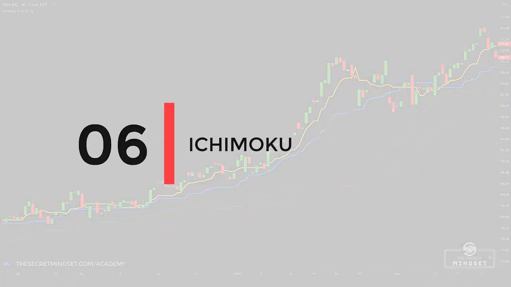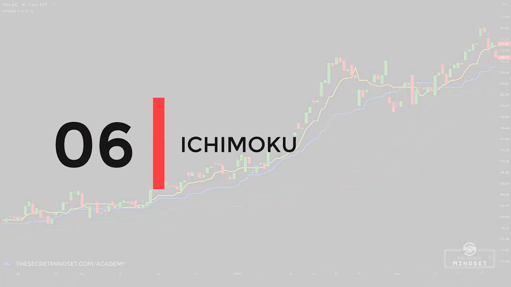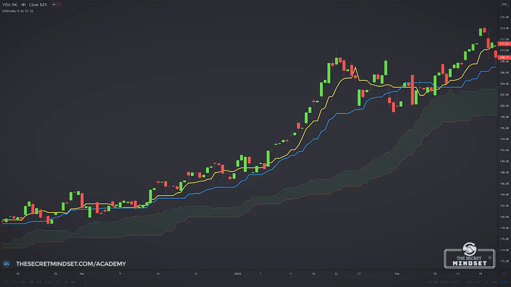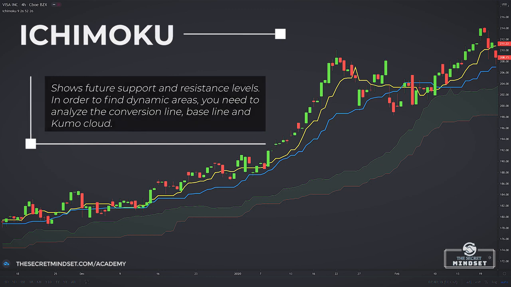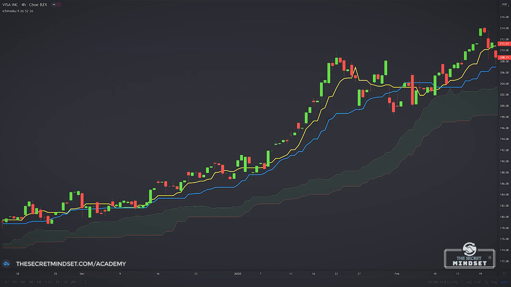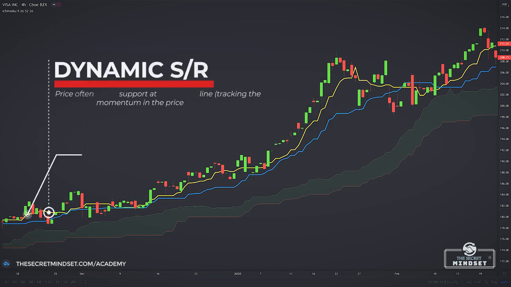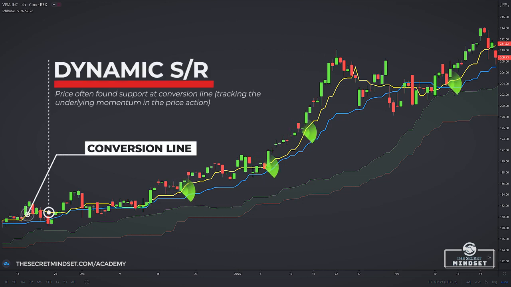Number 6. Ichimoku indicator. One of the primary goals of the Ichimoku is to give you an idea where future support and resistance levels will be. To use it as dynamic areas, you will need to look at the conversion line, baseline, and Kumo cloud. In this uptrend, notice how the conversion line did a good job acting as support on minor pullbacks. The conversion line does this well because it's meant to track the underlying momentum in price action.